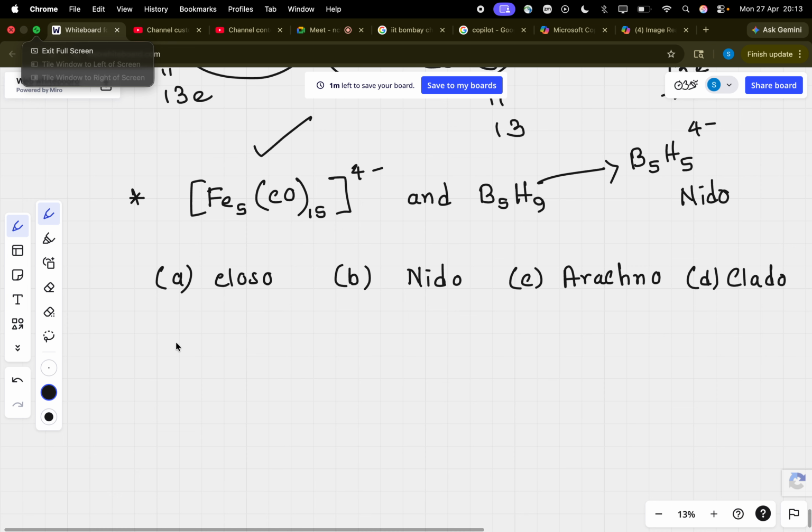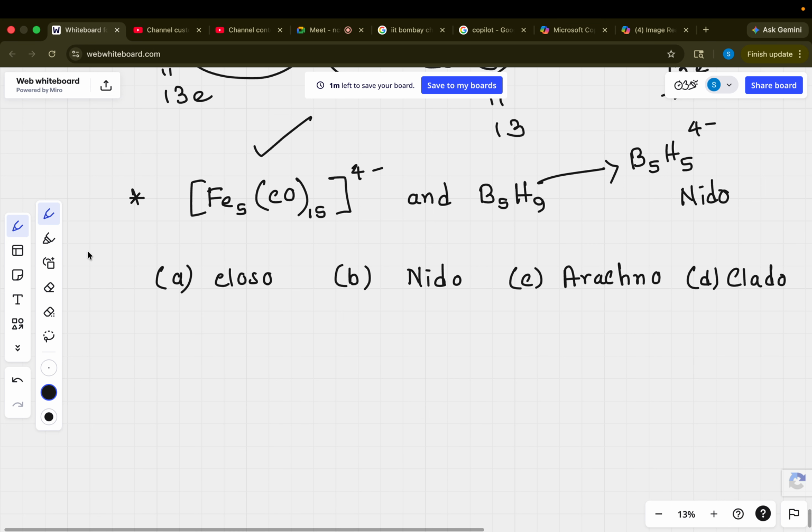So first of all you find out the total electron count for this compound. How to do it? 5 into 8. Carbonyl you have 15, so 2 into 15, and 4 minus means you have to add 4, right? So 40 plus 30, 70 plus 4. So how many electrons are you getting? 74 electrons. Now find out PEC, polyhedral electron count.